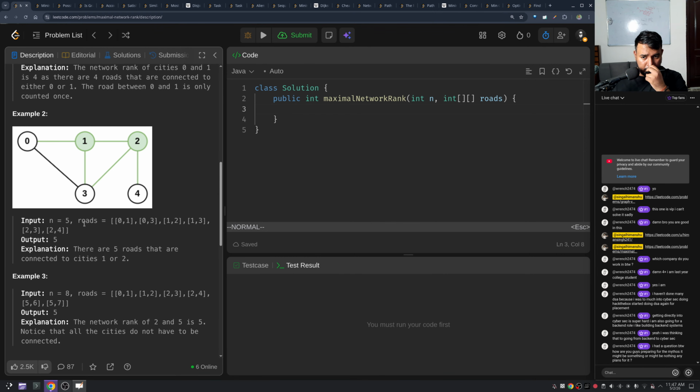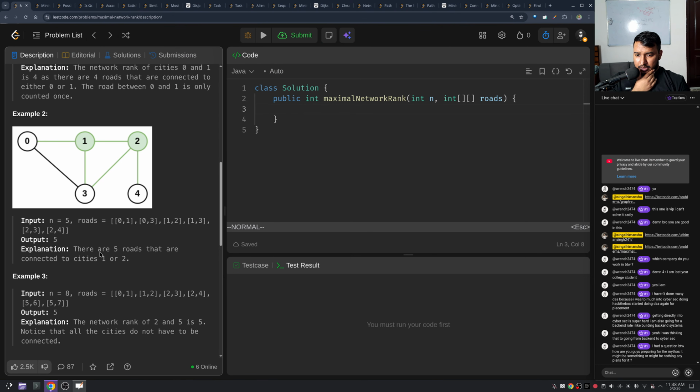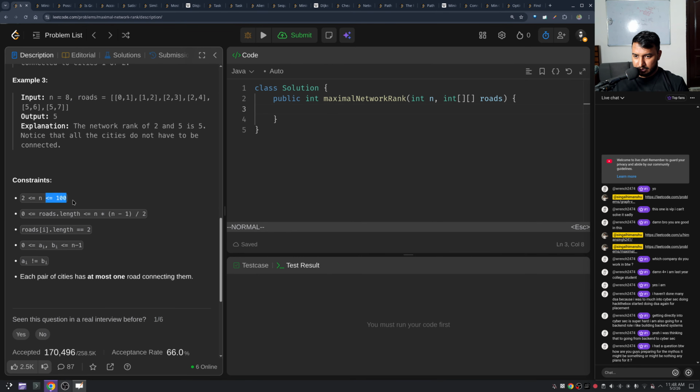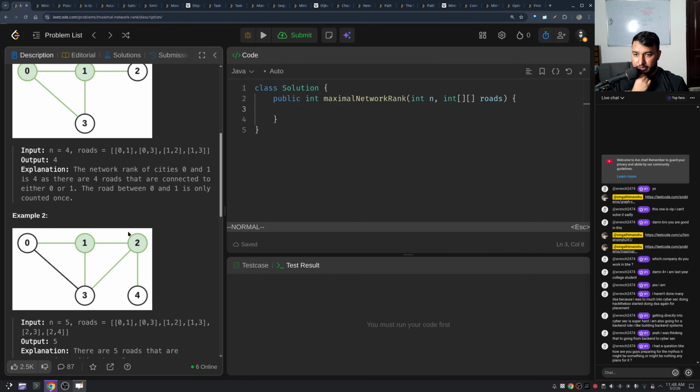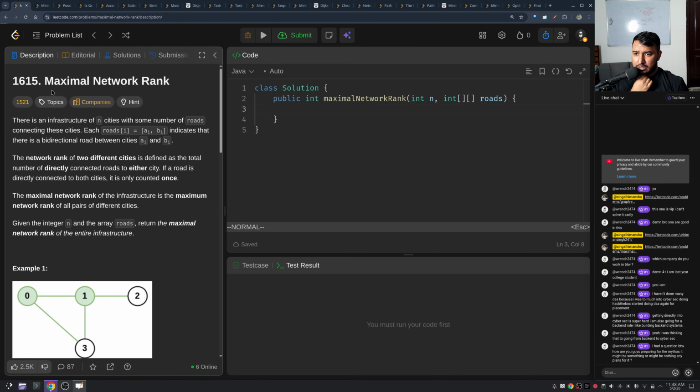Right. This question, I want to draw one other example. We have two, three, and four. These are the edges that we have. There are five roads that are connected to the cities one or two. What is the constraint on this one? The constraint is pretty small, so I think I can do n square or something like that, DFS on every edge, every node.